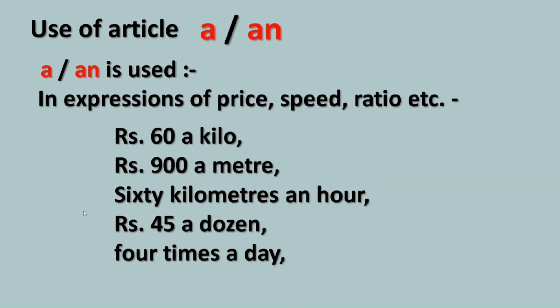In expressions of price, speed, ratio, we should use a or an. Rupees 60 a kilo. Rupees 900 a meter. 60 kilometers an hour. 45 a dozen. Four times a day. If somebody says rupees 45 a dozen, it means rupees 45 per dozen. Rupees 60 a kilo means rupees 60 per kilo. Rupees 900 a meter means rupees 900 per meter.